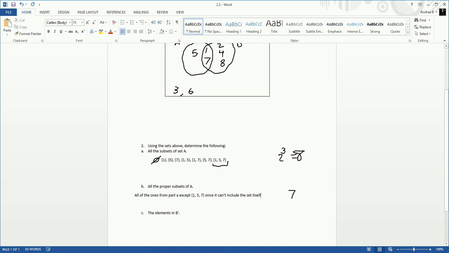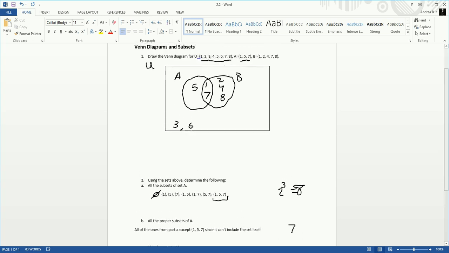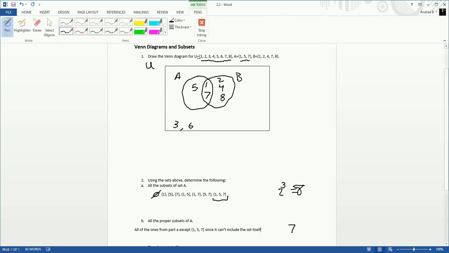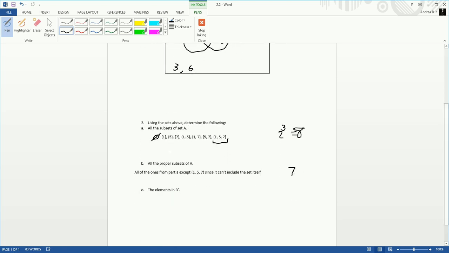And then the last part, part C, we have the elements of B and then the apostrophe symbol. Remember, that means B complement, which is totally different than our set B. In fact, it means what is not in B. So you want to look at our set B there, and we need to list out everything that was not in this set B, that was in that universal set to begin with. So you can think of this as not B. What is not in B?